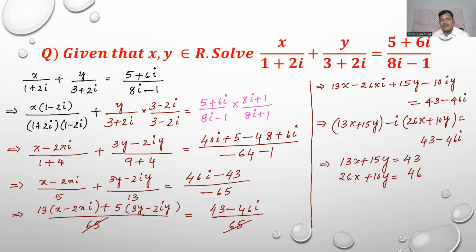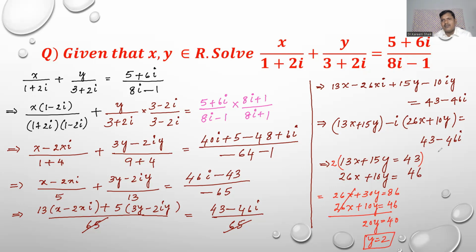Now we have to solve to find x and y. Here see 13x, here 26x. So we can understand very clearly, we have to multiply first equation by 2. So if you multiply that, 2 13s are 26x plus 2 15s are 30y equals to 2 43s are 86. Now 26x plus 10y equals to 46. Now subtract. This gets cancelled, it is 20y. 30 minus 10 equals to 86 minus 46 will be 40. So your y value is 2.